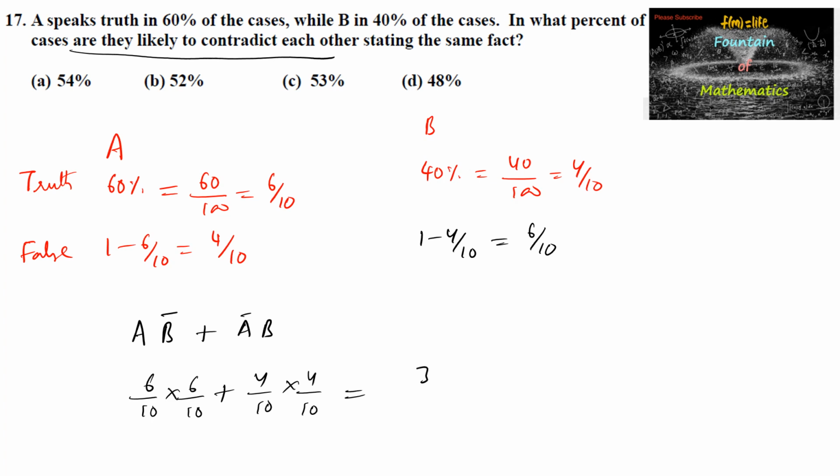So which is nothing but (36 + 16)/100, that is 52/100, that is 52%. So in 52% of cases they are likely to contradict each other stating the same fact. So which is option B.